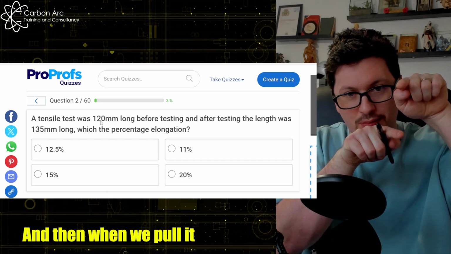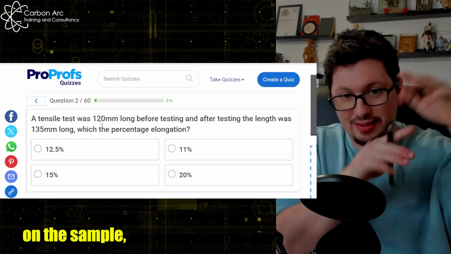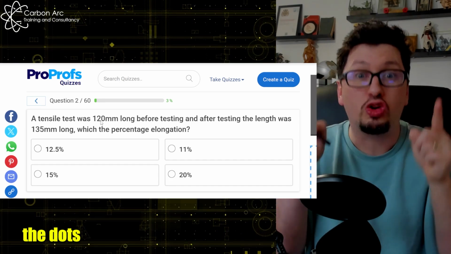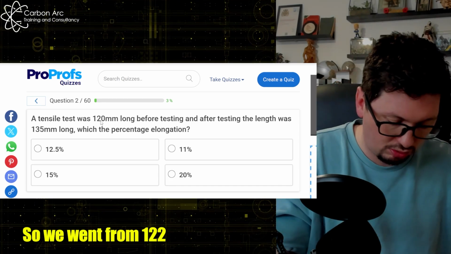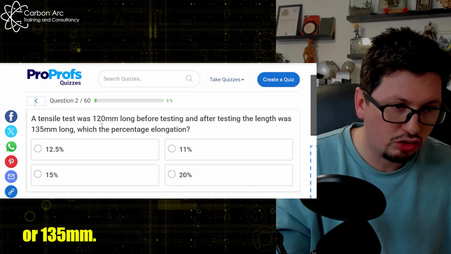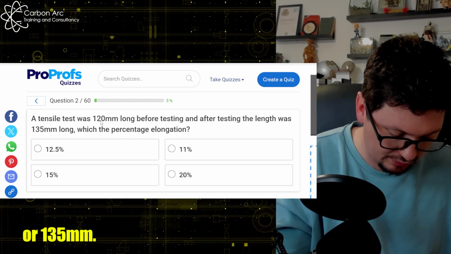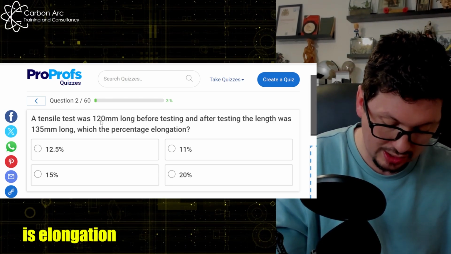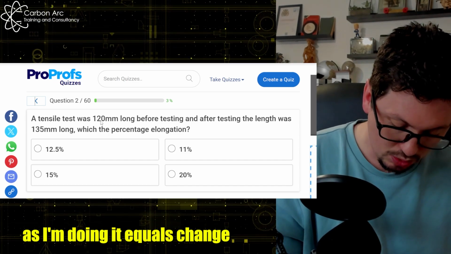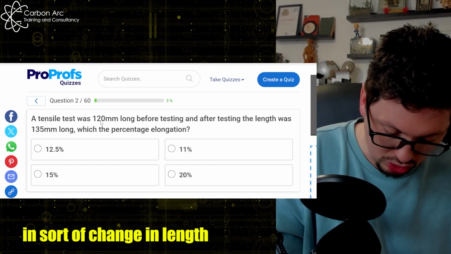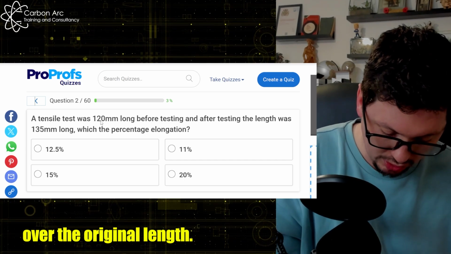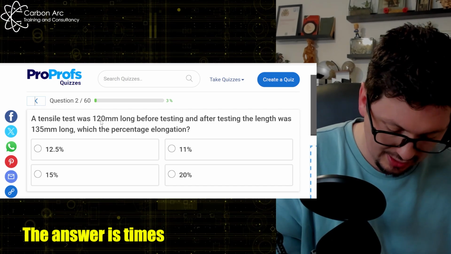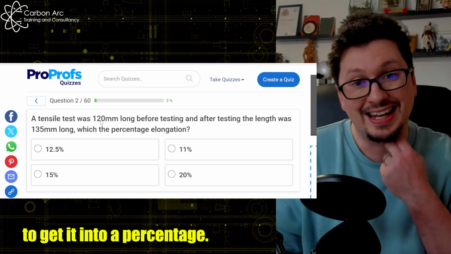Then when we pull it, we put the sample back together, we just lie it back together with the fracture, and we remeasure how far the dots are away from each other. So we went from 120 to 135 millimeters. Now, the equation for elongation, I need to write it down as I'm doing it, equals change in length over the original length, right? And then you can do that. That answer is times by 100 to get it into a percentage.